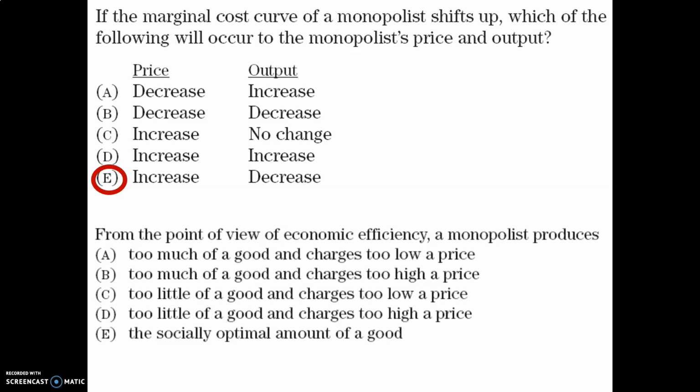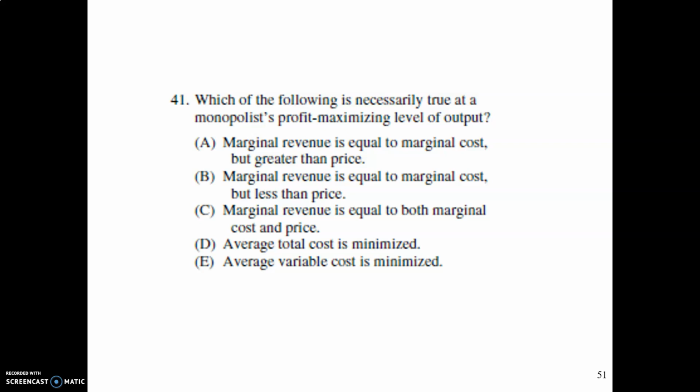And then finally here, from the point of view of economic efficiency, a monopolist produces too little of a good and charges too high of a price, which should just make sense for us. All right, I think this is the last question. Which of the following is necessarily true of a monopolist's profit maximizing level of output? Yeah, marginal revenue is equal to the marginal cost. MR equals MC.